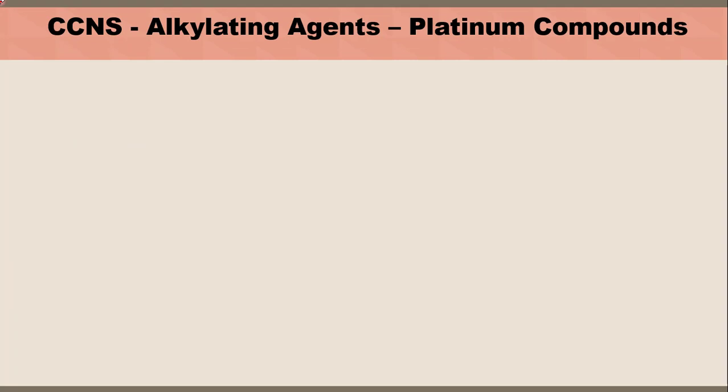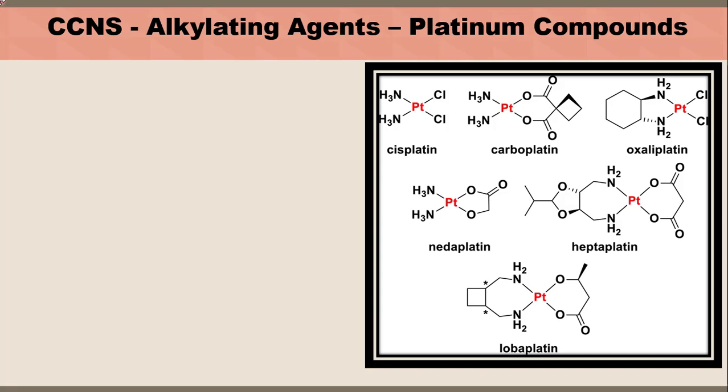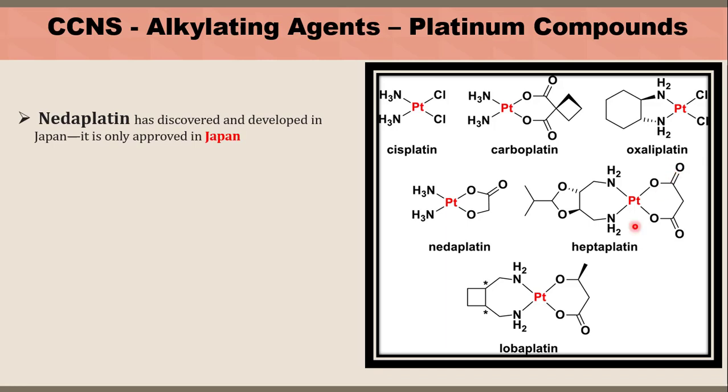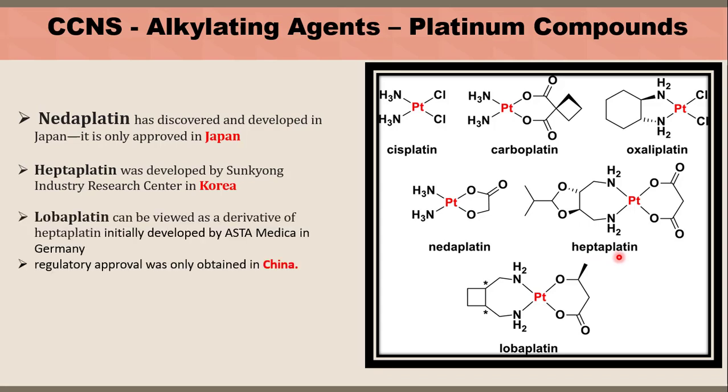In this slide, we can find the chemical structures of the 3 US FDA approved platinum compounds, which are cisplatin, carboplatin, and oxaliplatin, combined with another 3 non-US FDA approved platinum compounds, which are nedaplatin, which is only approved in Japan, and heptaplatin, which is available in Korea. Lobaplatin can be viewed as a derivative of heptaplatin, initially developed by AstraZeneca in Germany. Its regulatory approval was only obtained in China.